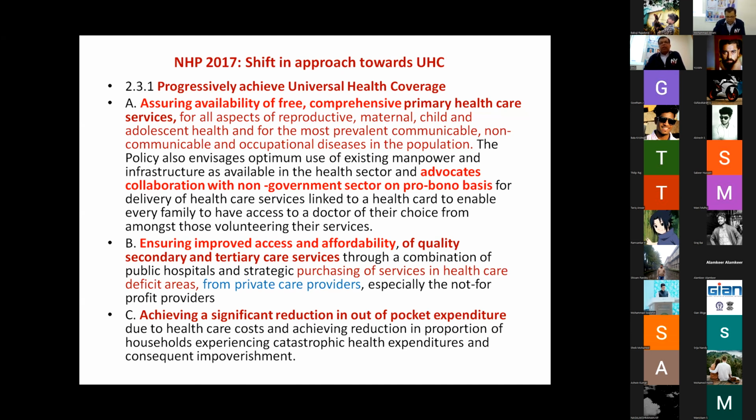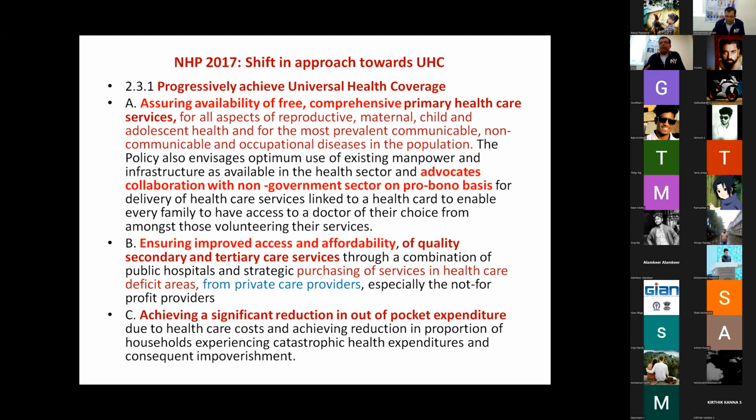Then it advocates collaboration with the non-government sector on pro bono basis. This pro bono basis is a very technical term, and I've explained it here also. What is it? For delivery of healthcare services linked to a health card to enable every family to have access to a doctor of their choice from amongst those volunteering their services. That means there will be health cards available, and there will be service providers. The providers may come from the government or the public, right? But it will be the choice of the health seeker to go to any of them on that pro bono basis. You can look at the modalities of that pro bono basis separately also if you are interested.